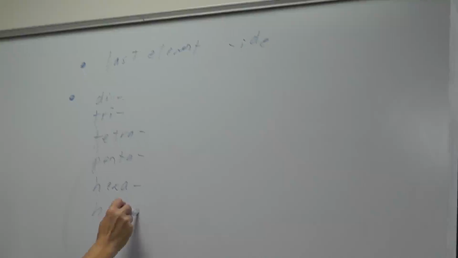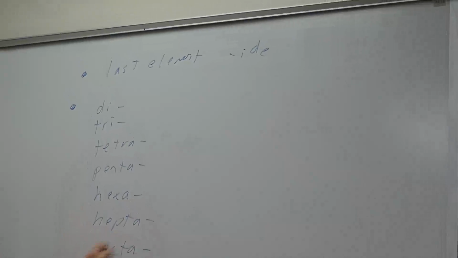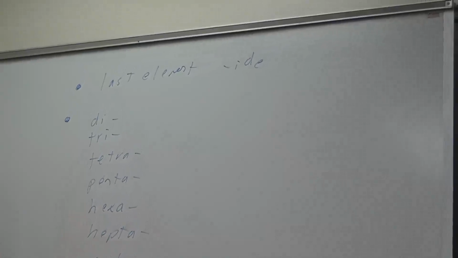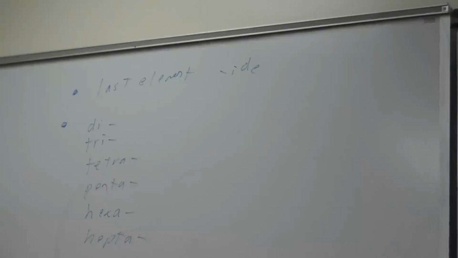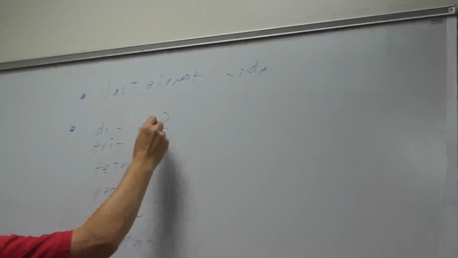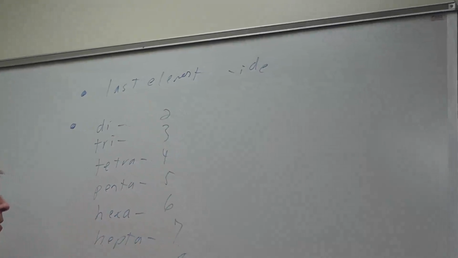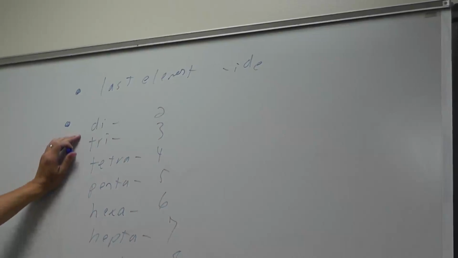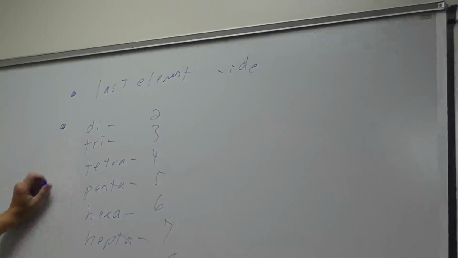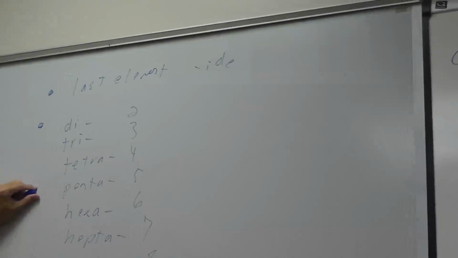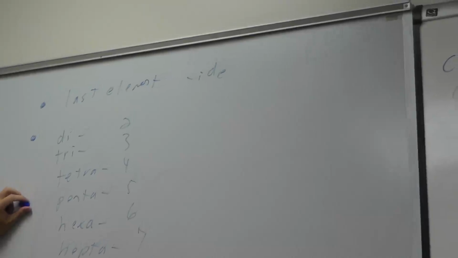You use these prefixes, where you are literally saying how many atoms of each element that you've got. The covalent part's the easier part.